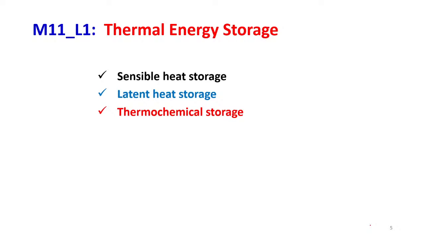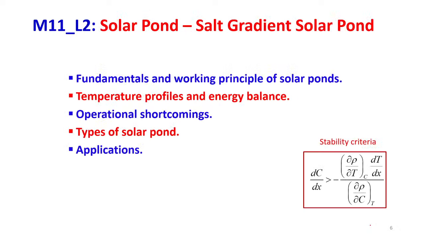In module 11 lecture 1, primarily we covered thermal energy storage, which includes sensible heat storage, latent heat storage, and thermochemical storage systems. In module 11 lecture 2, we discussed the fundamentals and working principle of the salt gradient solar pond, its temperature profiles and energy balance, operational shortcomings, types of solar ponds, its applications, and stability criteria.